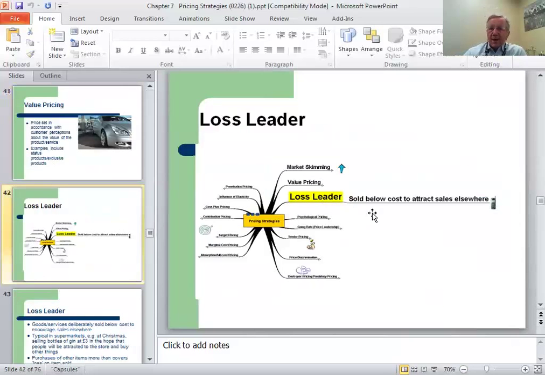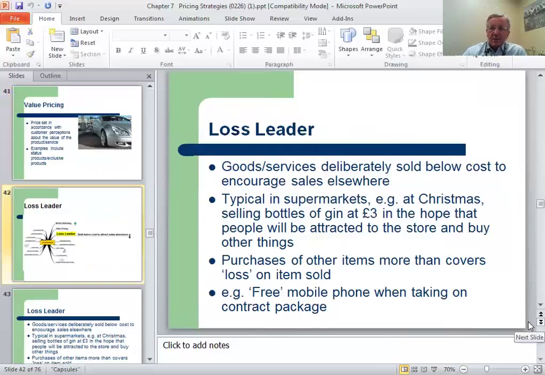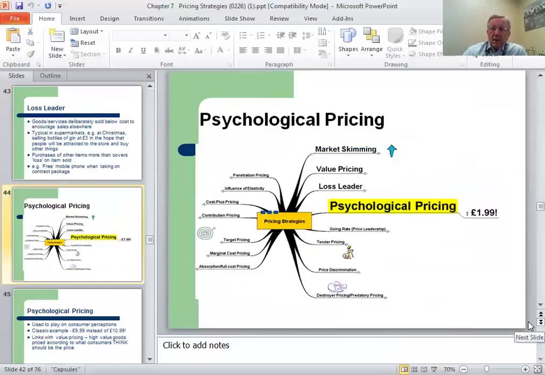So supermarkets often do this, as do other retailers. And then psychological pricing deals with pricing around different price points. Often it's a number, right, or a certain price level that people won't pay more than for a particular product or service. Now, sometimes you see this in real estate, right?